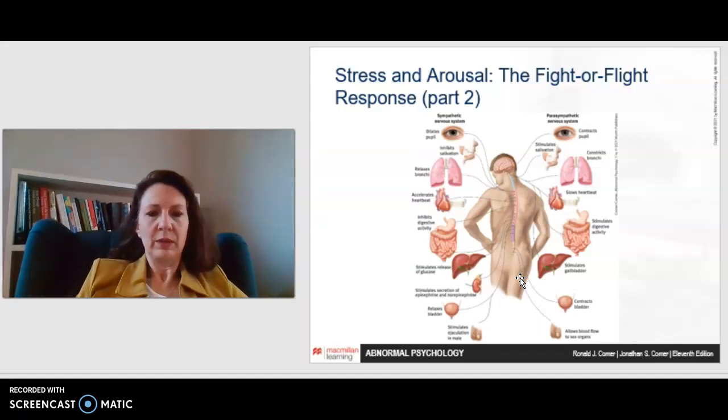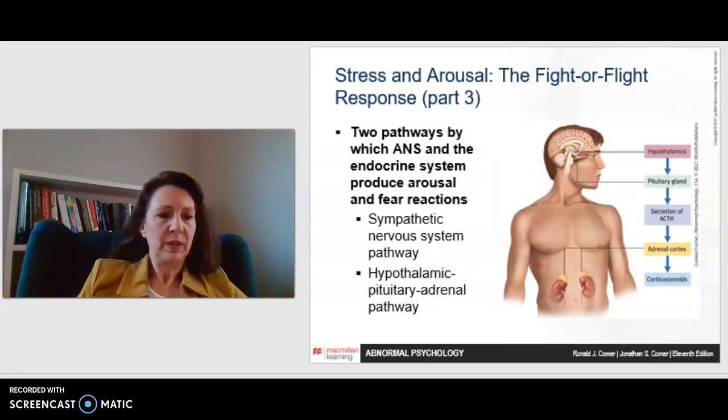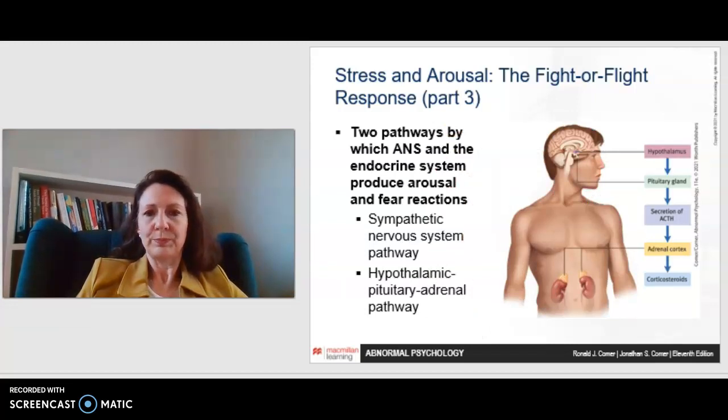Conversely, we have the parasympathetic nervous system, where the nerve fibers of the autonomic nervous system help return the bodily processes back to normal. And that's what we want to try to do to bring down some of the overactivity that happens in stress. So there are two pathways by which the autonomic nervous system and the endocrine system produce arousal and fear reactions. Again, the sympathetic nervous system pathway and the hypothalamic pituitary adrenal pathway.